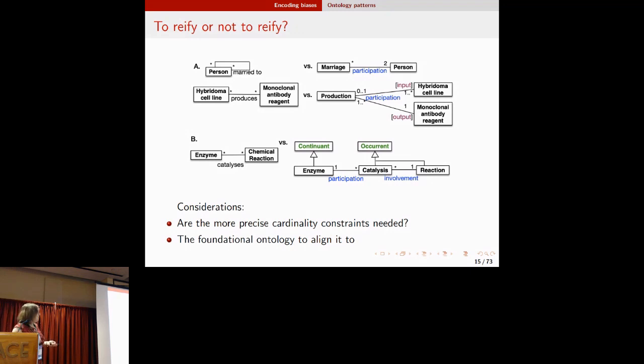This then also gives two consequences and things you actually have to consider for which pattern you would want to choose. Are those more precise cardinality constraints actually needed? I think it's nice to have them, and it's nice to debate about them, what it should be, but do you need them? And that is not something I can answer. That is something you would have to answer for yourself when you're modeling. And then obviously you also have an additional question with the option B here, which foundational ontology are you going to align it to if you want to align it?